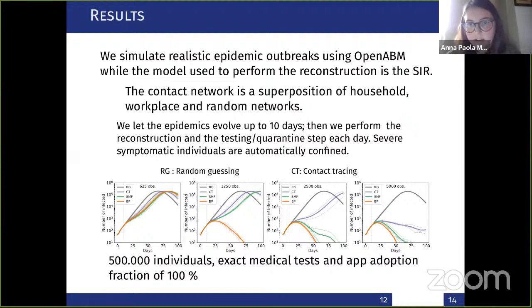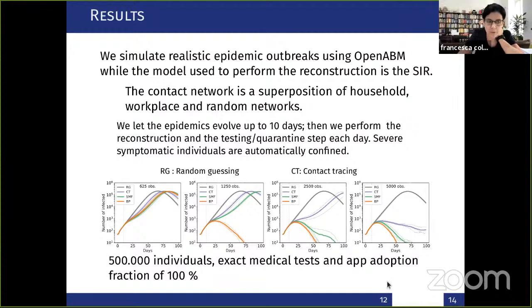So now, one more minute. Okay, thanks. So this is our scheme.